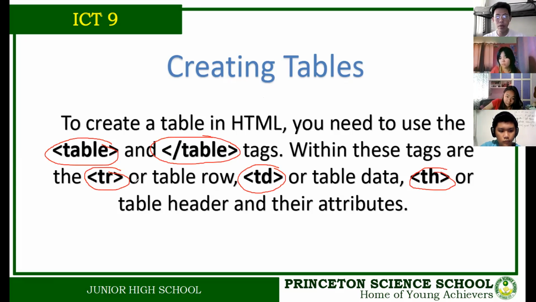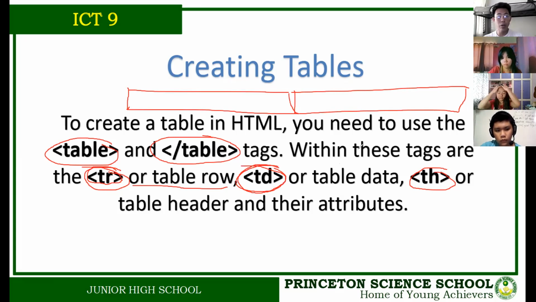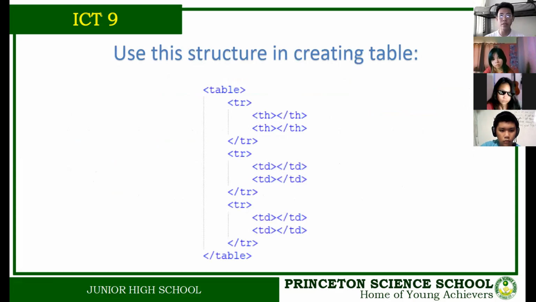The table row means it will create a row. It will appear something like this. Sometimes you will not see that there is a box already there, but the TR tag is creating a section for that. The table data is the tag that you're going to use for the contents that you're going to put. And then the TH is for the headings. Okay, so one example. But first we have the structure of our table.